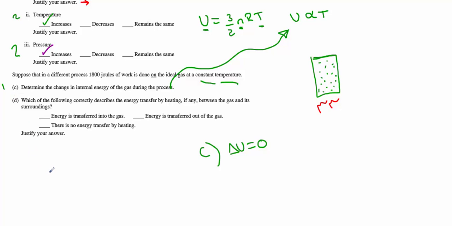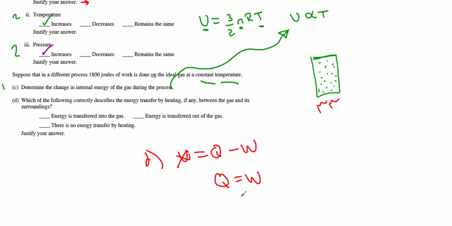And then finally, part D. Which of the following correctly describes the energy transfer by heating, if any, between the gas and its surroundings? Let's go back to that first equation that I wrote down. Delta U equals Q minus W. That means Q equals W. I am able to do that because I know U won't change. We just said that. So any work done needs to equal the heat.